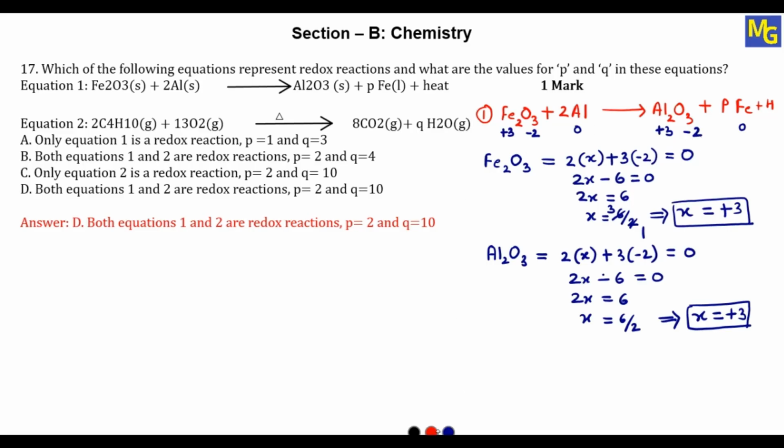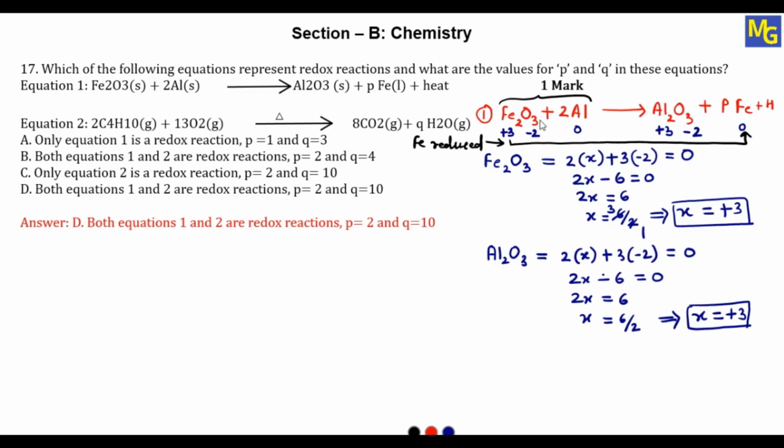Now if you focus on this reaction, see the iron on the reactant side. In the reactant side iron was plus 3, and once it becomes the product it became 0. Here it was plus 3 and now it became 0. So here the oxidation state has decreased. So what is the meaning of this? Once the oxidation state has decreased, it means iron has been reduced. So here I will write Fe reduced.